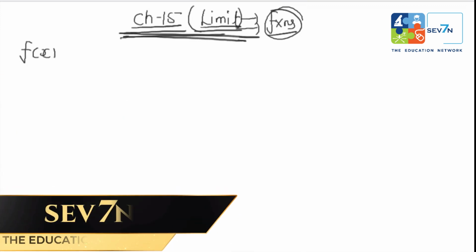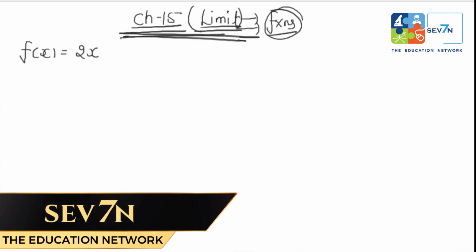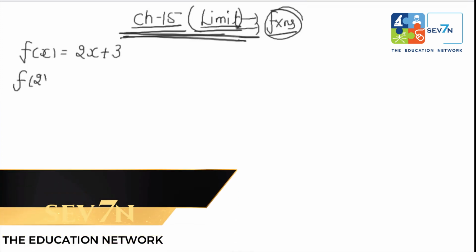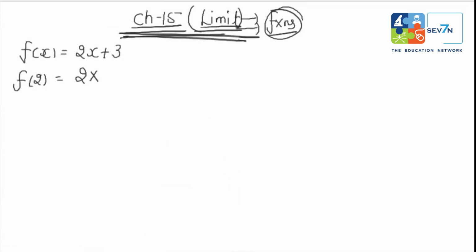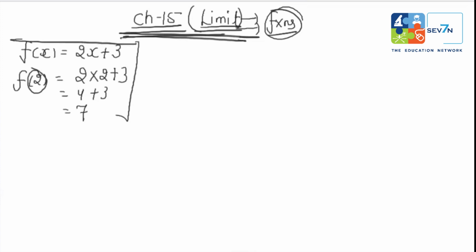Okay. And I'm giving you the linear function that will be 2x plus 3. So if you are putting 2 here, it is very easy to get the value: you can put 2 instead of x and then get the value that will be 7, right? Yeah.